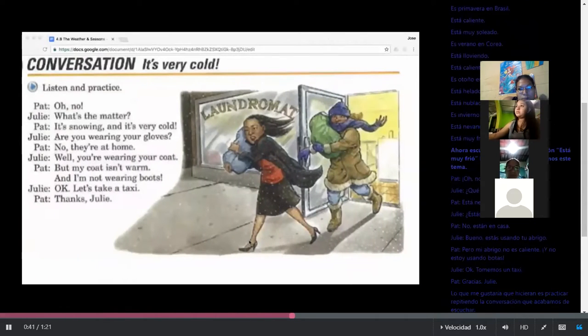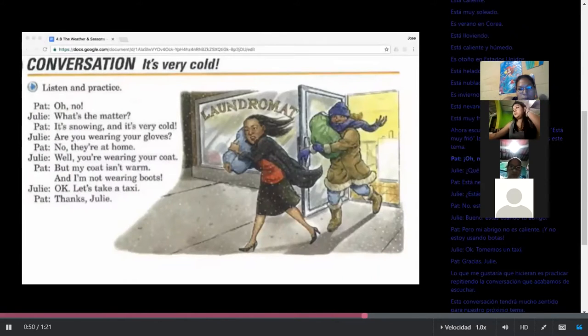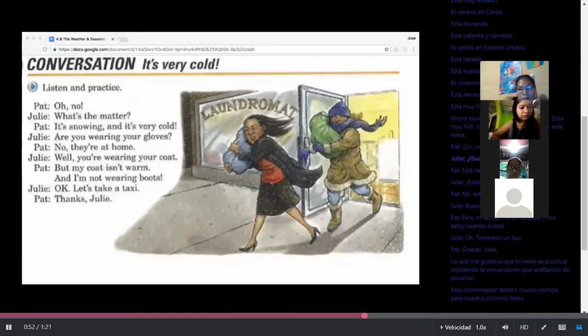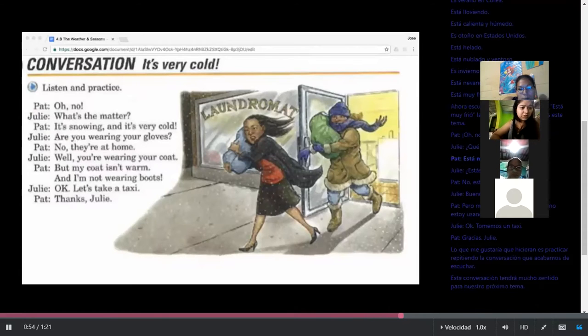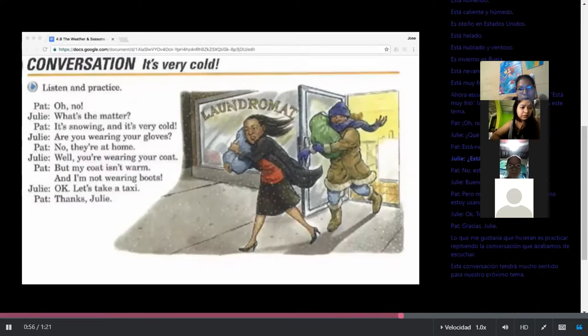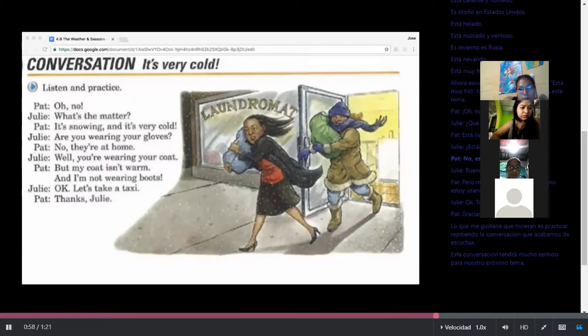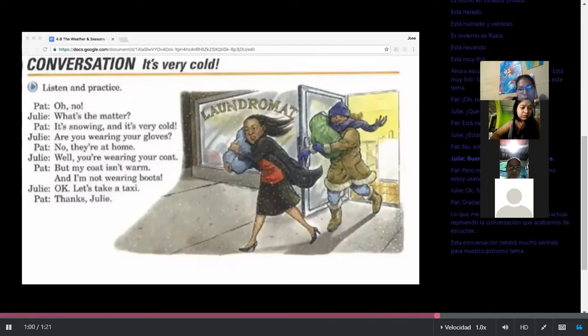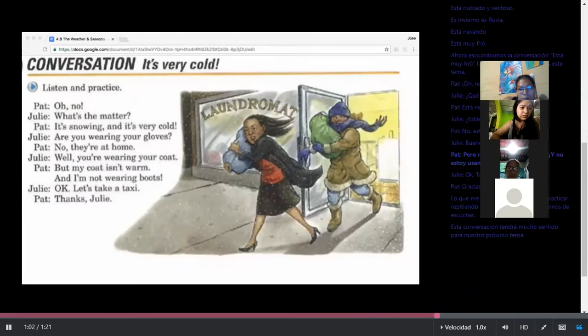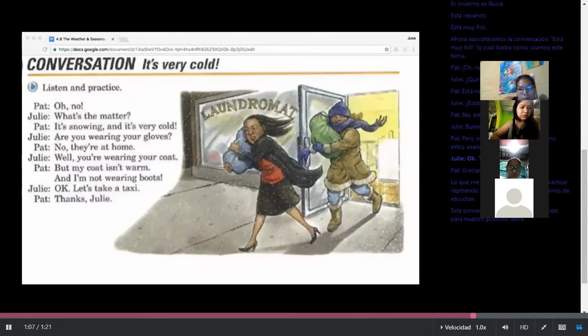Oh no. What's the matter? It's snowing and it's very cold. Are you wearing your gloves? No, they're at home. Well, you're wearing your coat. But my coat isn't warm, and I'm not wearing boots. Okay, let's take a taxi.